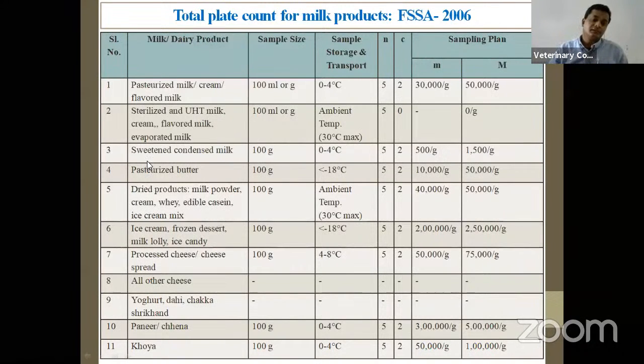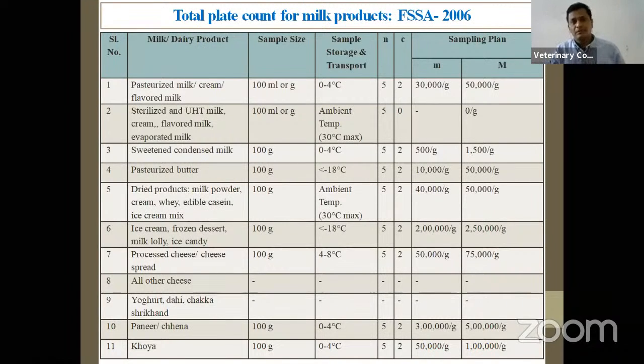So like this, India has categorized all milk products into 11 categories. And any other product in India can be fitted into one of these 11 categories, either pasteurized or sterilized or fermented or coagulated or precipitated or frozen. So like this, we can categorize any product.